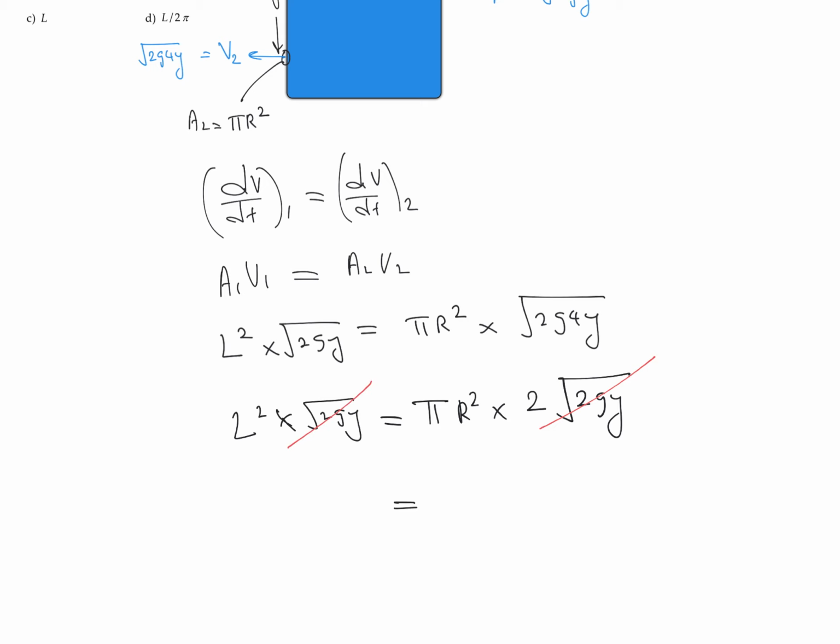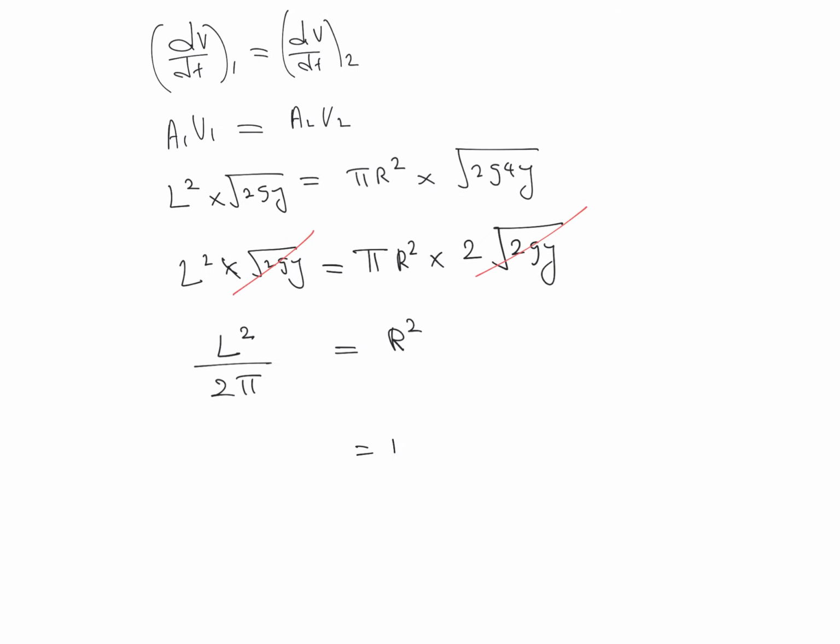So the value of r square, we can write, is equal to L square divided by 2 pi. Or we can write the value of r is equal to under root of this, that is L into under root of 1 by 2 pi. So L times the square root of 1 by 2 pi is the value of r.